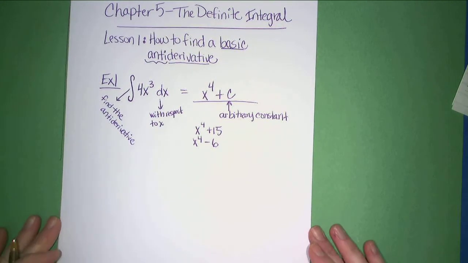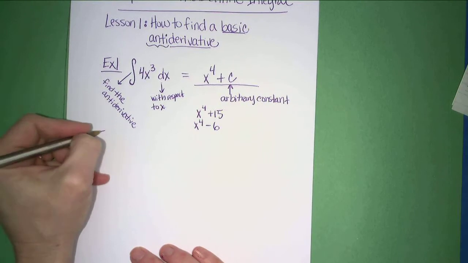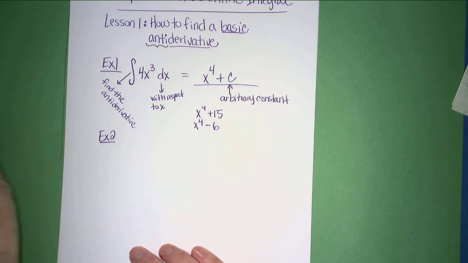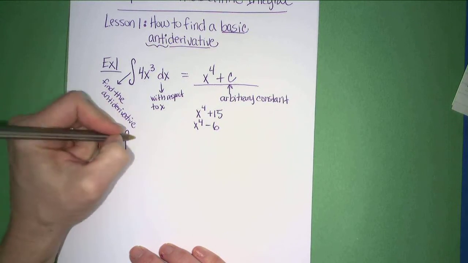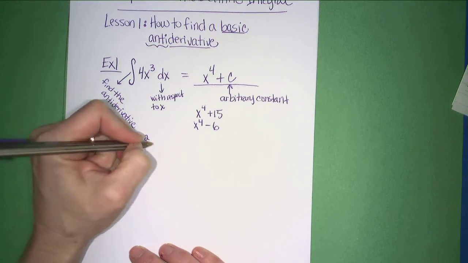Okay, let's try another one. Example 2. Let's find the antiderivative of 3x to the second power with respect to x.